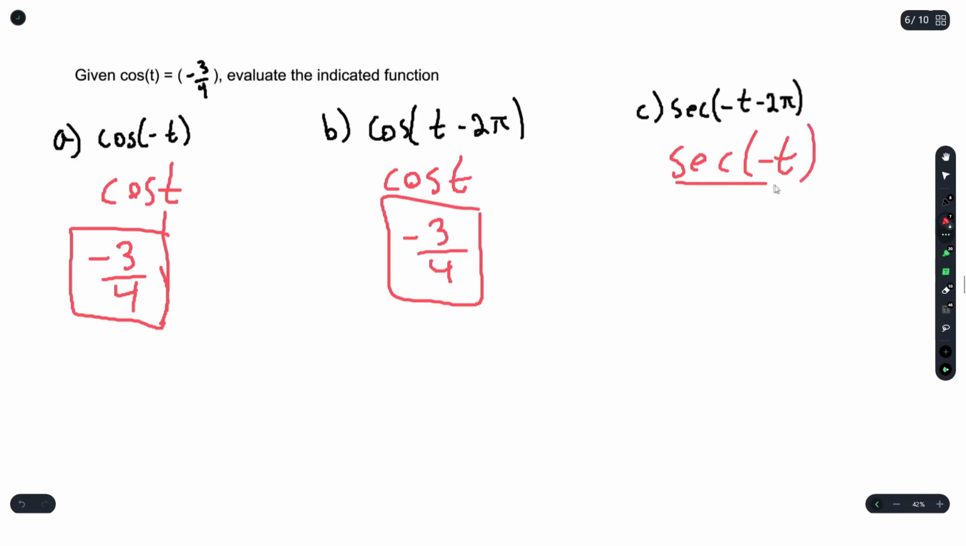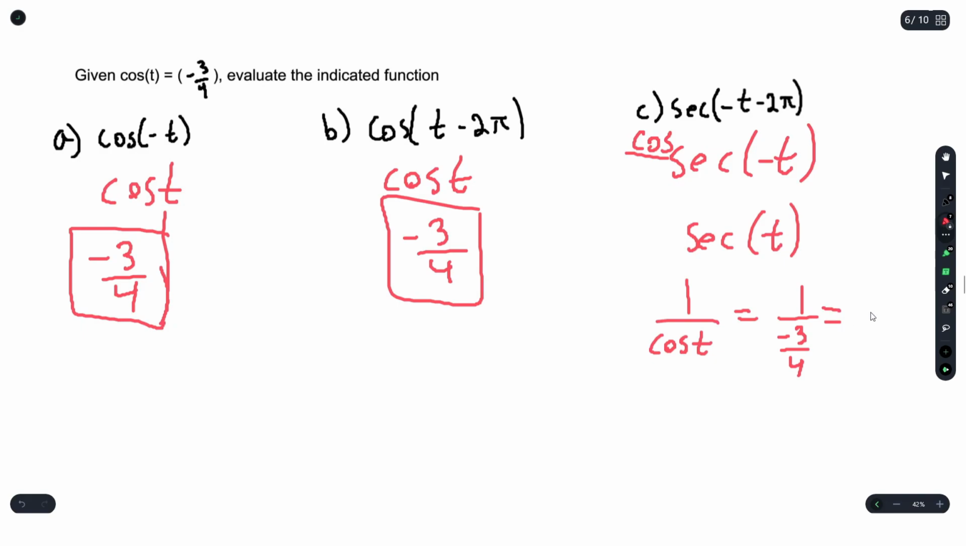Then negative secant of negative t. Now secant is the reciprocal of cosine. Cosine is an even function, so the negative just disappears. Secant of t. Since we don't have the value of secant of t, we have to write it as 1 over cosine of t, which equals 1 over negative 3 over 4, which equals negative 4 over 3.